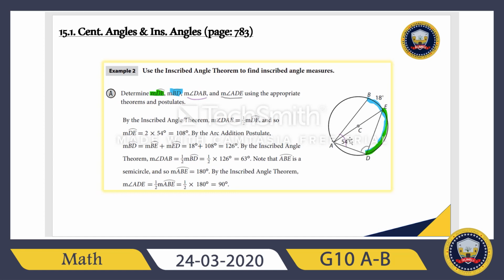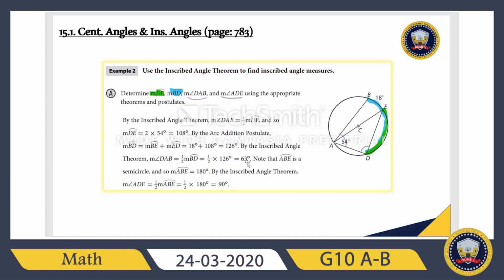There is another way, actually. Look, the angle DAB is an inscribed angle and its intercepted arc is BD, so it's half of BD, and we already found that BD is 126, so my measure of the angle will be half of 126, which is 63, which is the same answer.